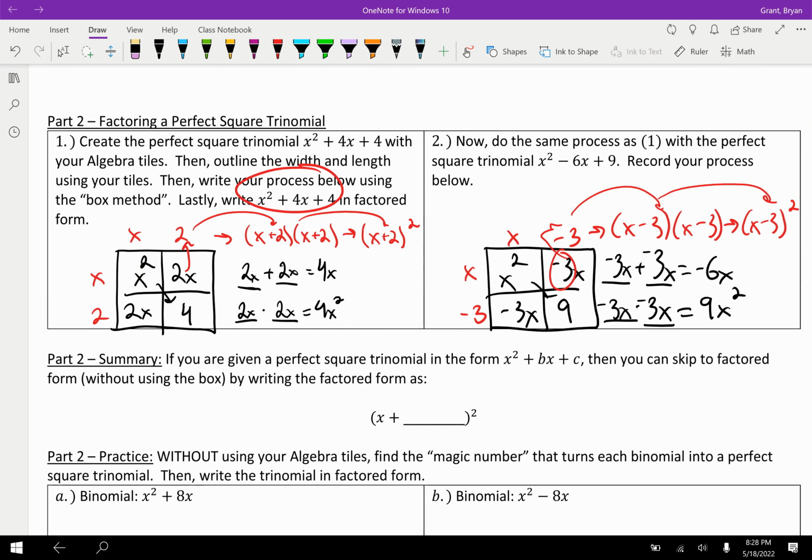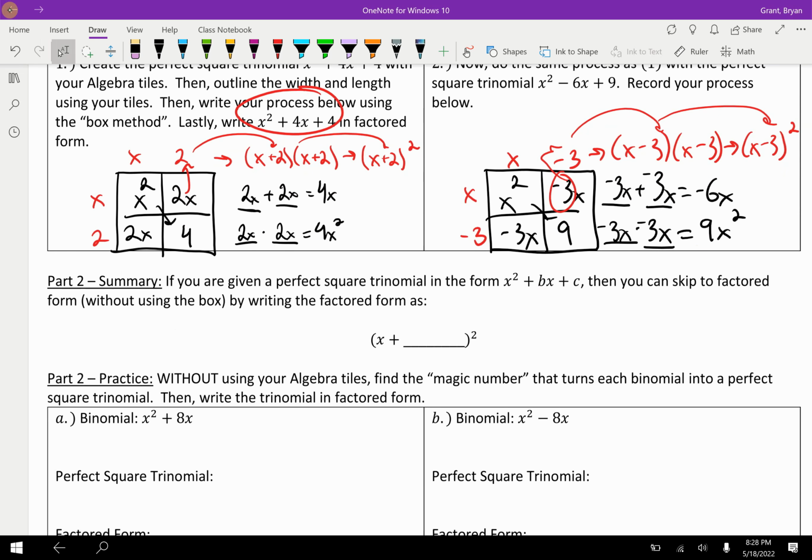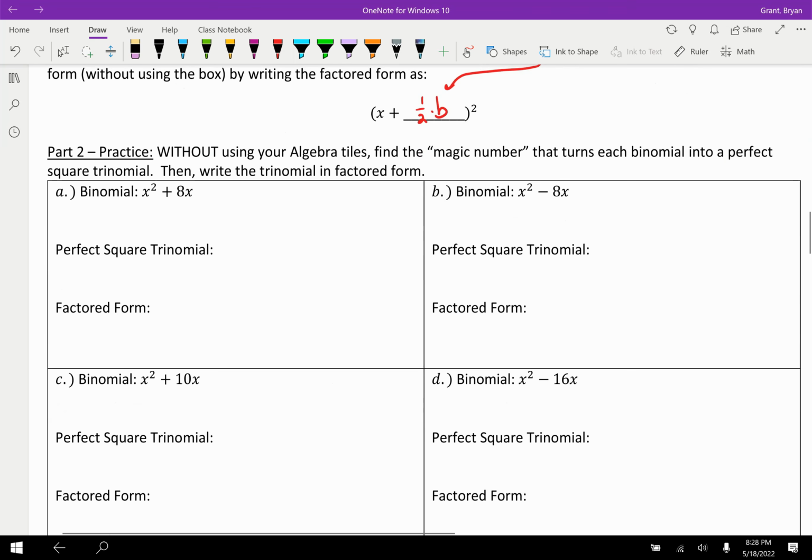How can you do that? Well, it's because the factored form directly relates to the b value. It's just half of your b. You had to do half of the b first. You had to split your x's in half, and that same number in half is what ends up on the outside. So let's try and put it all together. Without using our algebra tiles, find the magic number that first turns each binomial into a perfect square trinomial. Then write the trinomial in factored form.